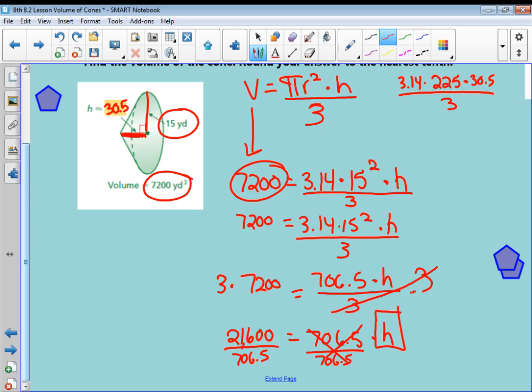So 3.14 times 225 times 30.5. Now I'm going to divide that by 3. And when I do, it gives me 7,182.75. So very close. Remember, we were working with decimal numbers that were kind of long, so close enough. So 30.5 yards is going to be our answer on that one.